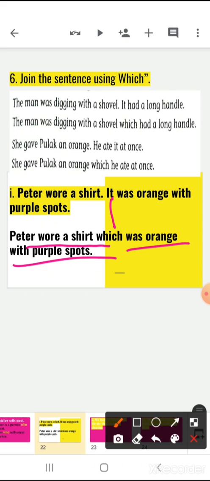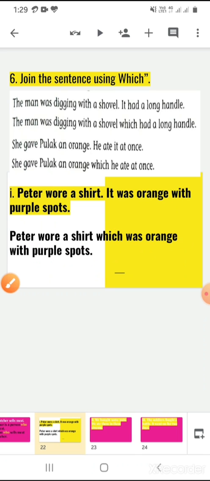We have to join it with which. Peter wore a shirt which was orange with purple spots. Done? Now the next one.